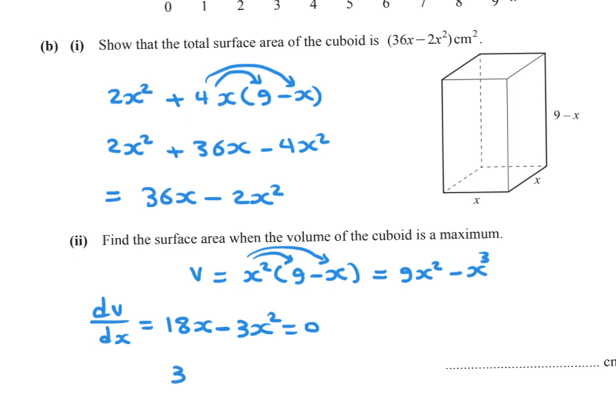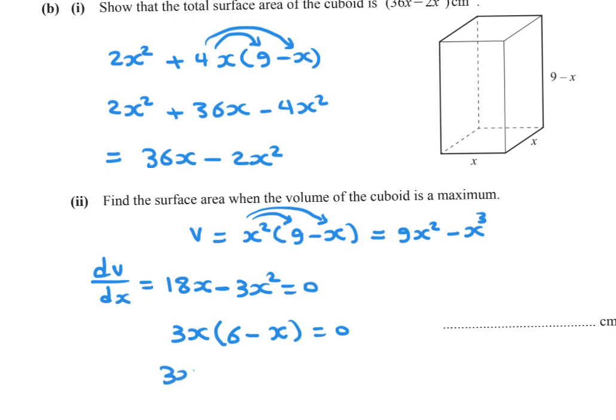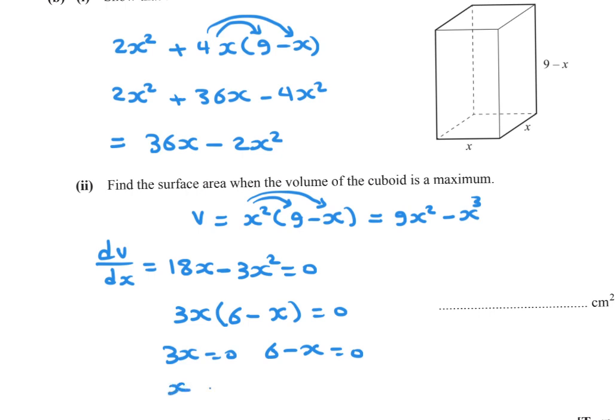You can take 3x common, you can factorize. So you are left with 6 minus x equals 0. So you have 3x equals 0, or 6 minus x equals 0. This means x equals 0, which doesn't work because there is no cuboid in this case, or x equals 6. So the value which makes the volume a maximum is x equals 6.